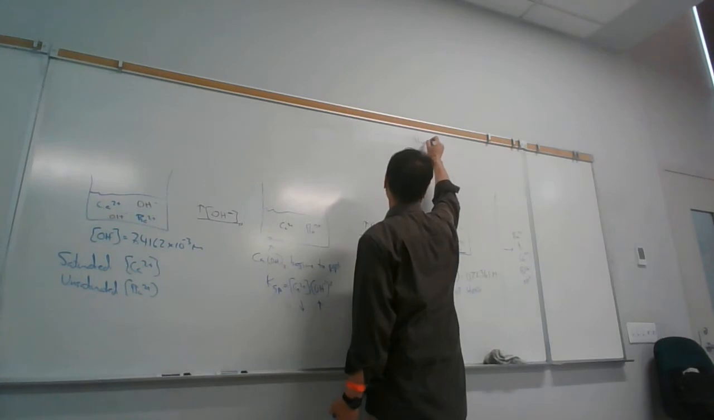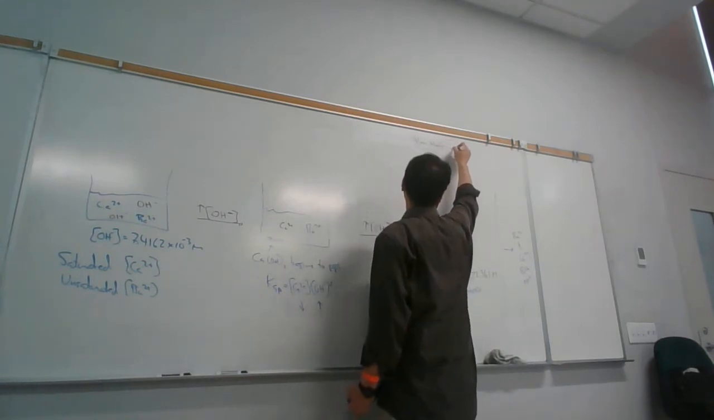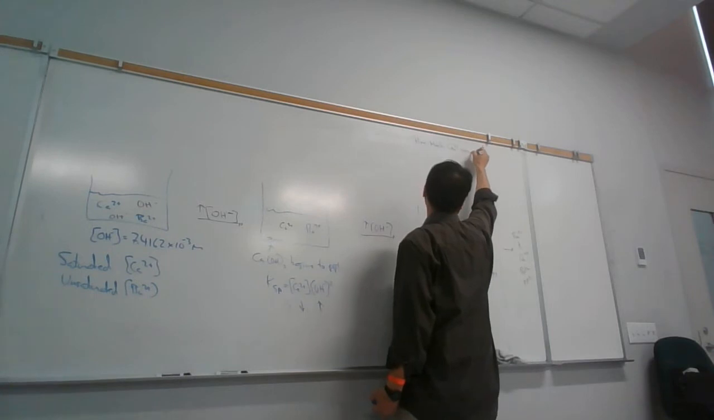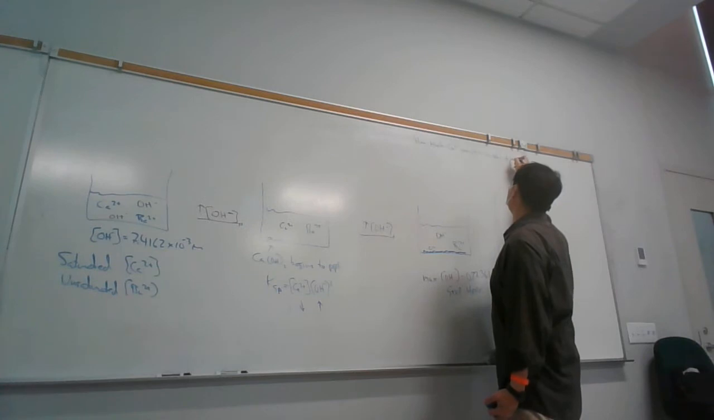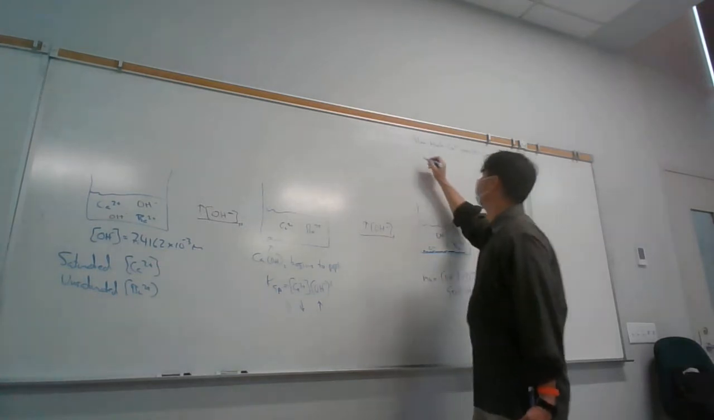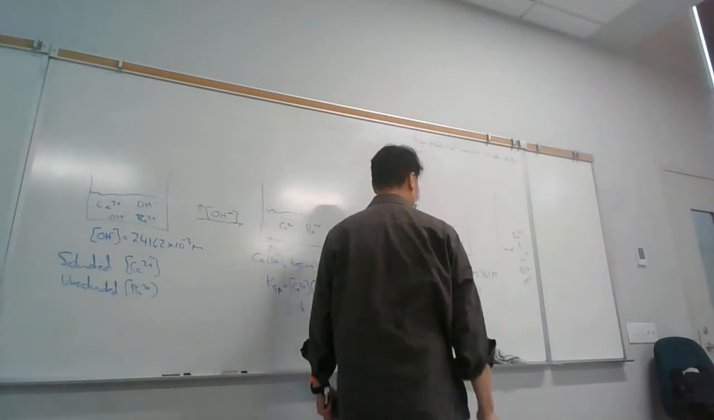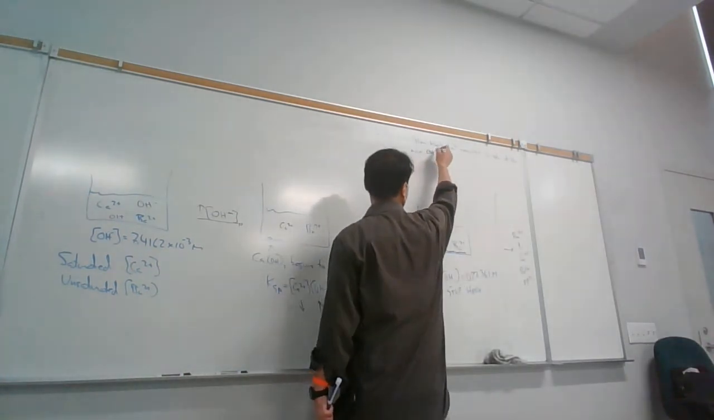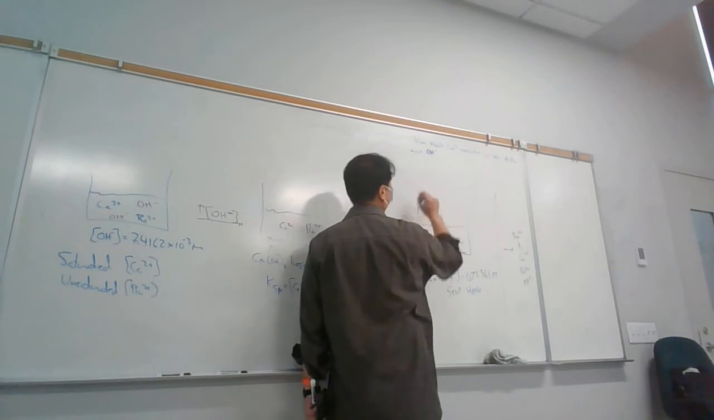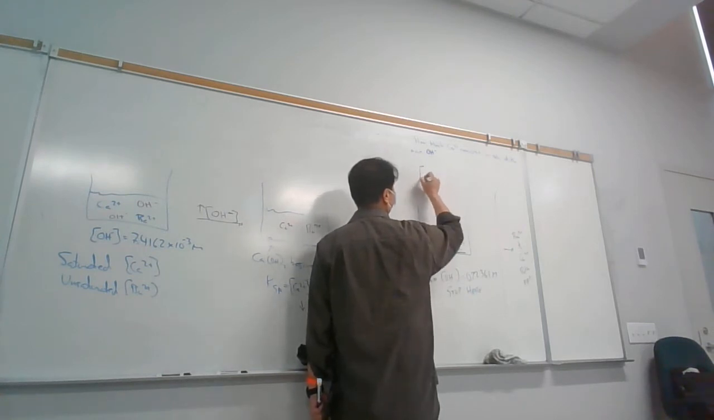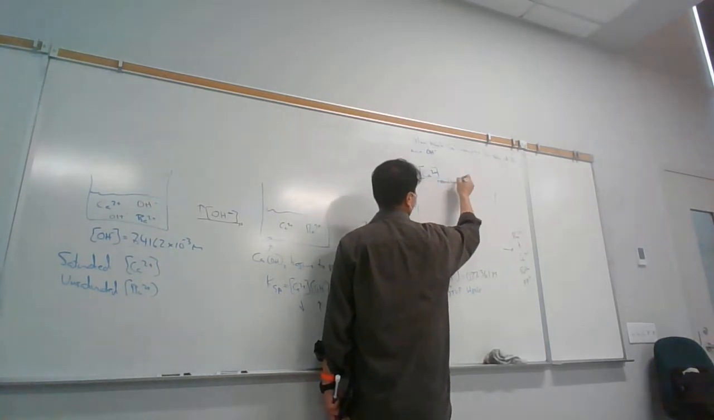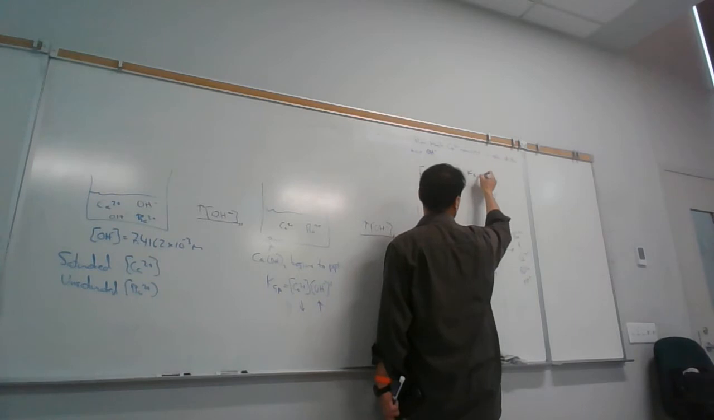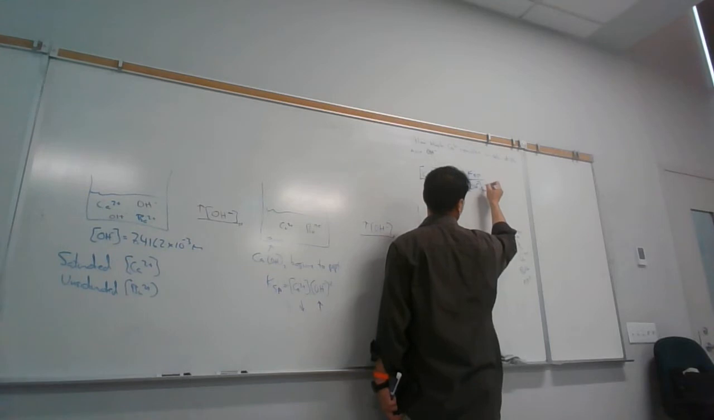So how much calcium remains in solution at the max hydroxide? Well, we can use the KSP equation to calculate this. So the calcium 2+ ion that remains is equal to the KSP divided by the hydroxide concentration max squared.